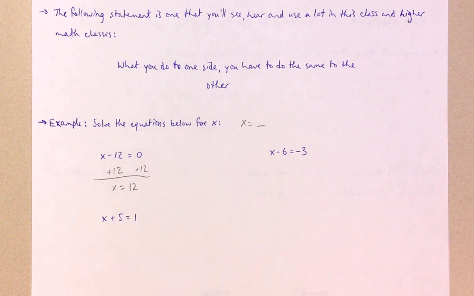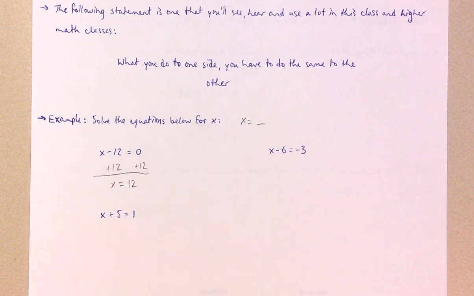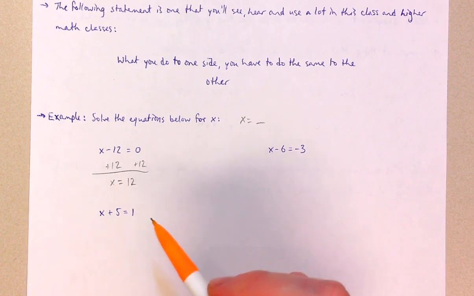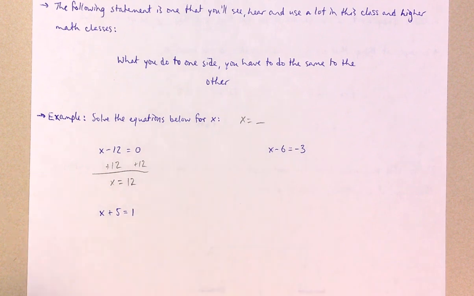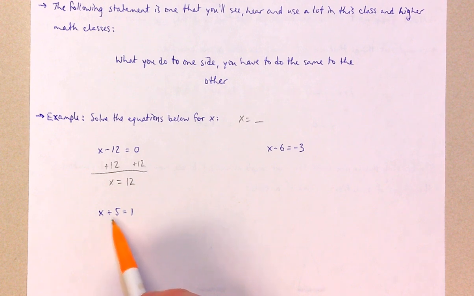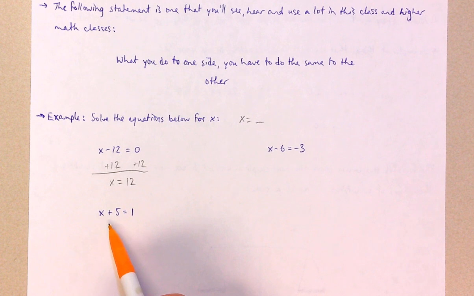Second one here, x plus 5 is equal to a positive 1. Very similar, slightly different. We don't have 0 on the one side. We have some other constant, but that's okay. Again, the whole point is to get x all by itself on one side and then just have some number on the other. So again, I have x by itself on the left-hand side. What can I do so that we just have x all by itself on that left-hand side?